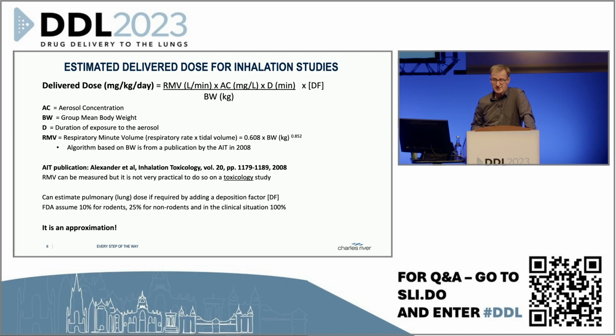And this is an algorithm. It's in a publication from the AIT, actually, in 2008, in Inhalation Toxicology. And this algorithm is based upon the body weight of the animal. So we can actually measure the respiratory minute volume during the toxicology studies, but it's not very practical to do so. So the default is to use this algorithm. And we can also add a deposition factor to this calculation, in order to give a lung dose. And the FDA typically assume 10% for rodents, 25% for non-rodents. And in the clinical situation, they would assume that the human is actually breathing in 100% of the clinical dose. Anyway, it's an estimation. It's not a definitive dose to the animals.